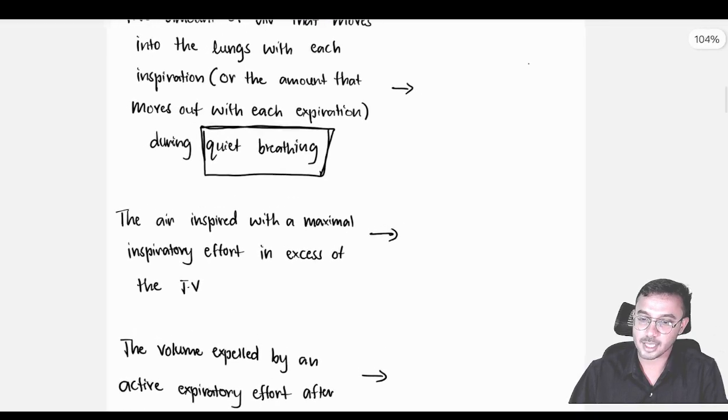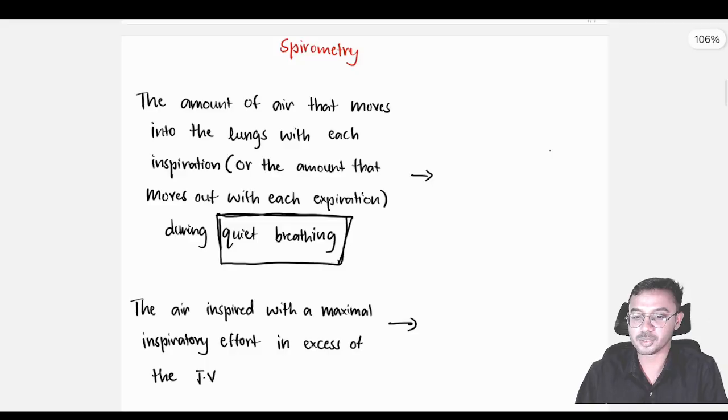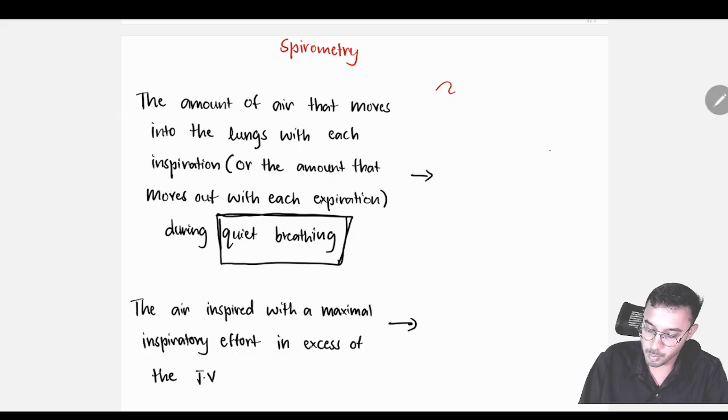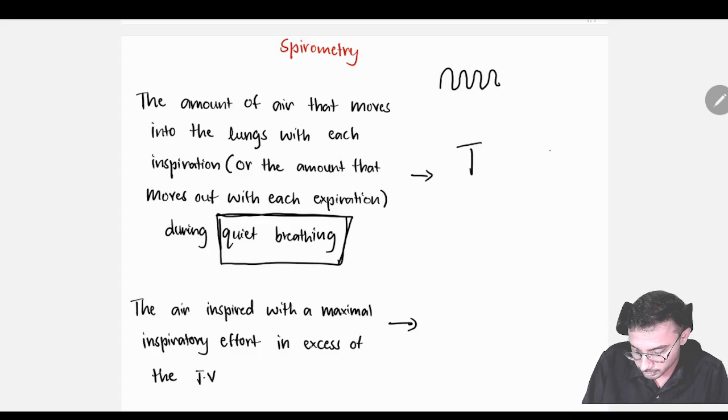Look at this: the amount of air that moves into the lungs with each inspiration and with each expiration, like when you are doing normal breathing without putting in any extra effort, just inspiration, expiration, inspiration, expiration, quiet breathing, this is known as tidal volume. Okay, so this is about tidal volume.